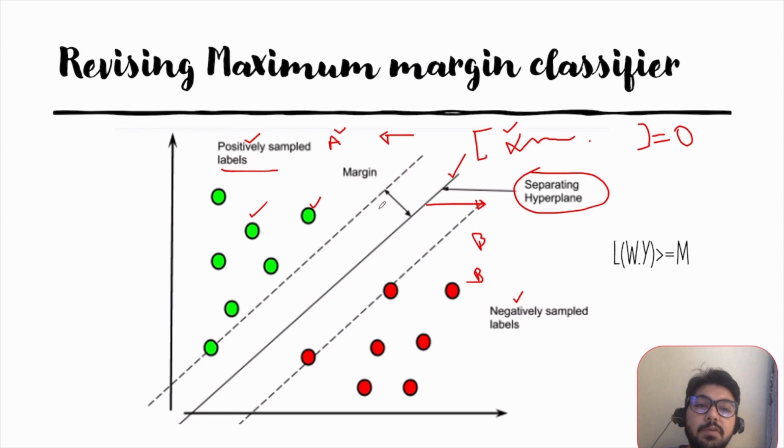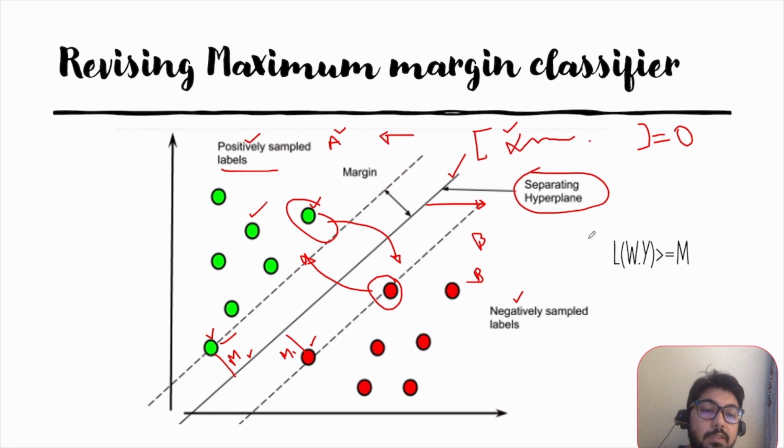The maximum margin classifier is named so because we maintain a margin between the nearest points of the two classes. In this case, this is the nearest point to the hyperplane, and this is the nearest point on the other side. So we maintain some margin m between the two classes, and this hyperplane is very strict. No green or positive sample labels can appear on the other side of the hyperplane, and similarly no negative or red sample can appear on the other side.